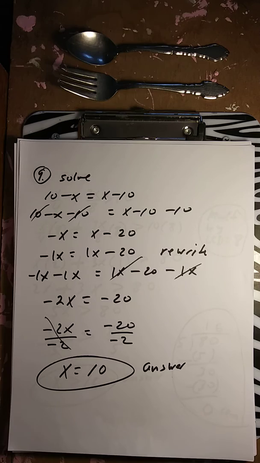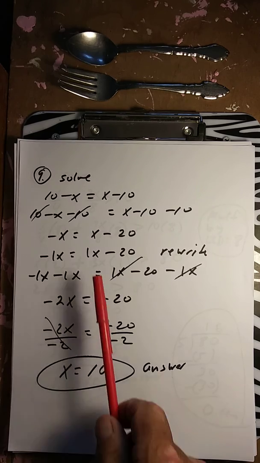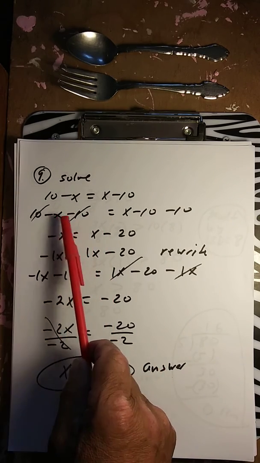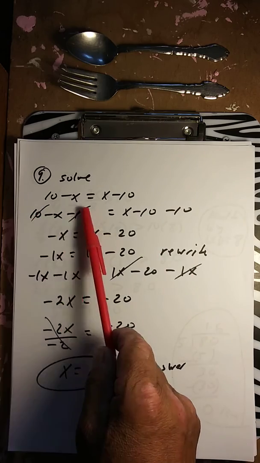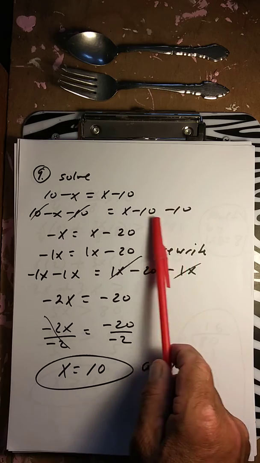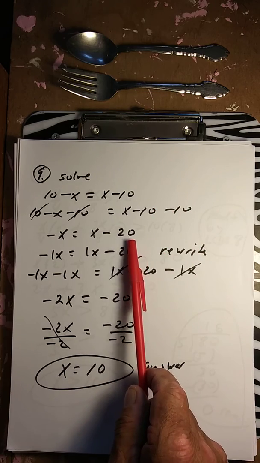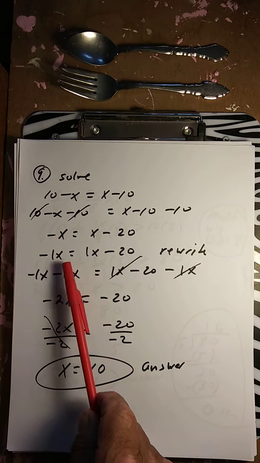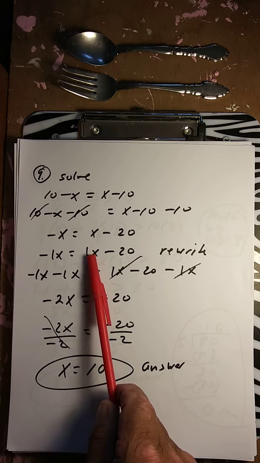Alright. 10 minus x equals x minus 10. Let's solve this. So first we're going to go minus 10, minus 10. These are gone. So you have negative x. And negative 10 and negative 10 together is a negative 20. Notice that right there. So now we have, rewrite it, negative 1x equals 1x minus 20.